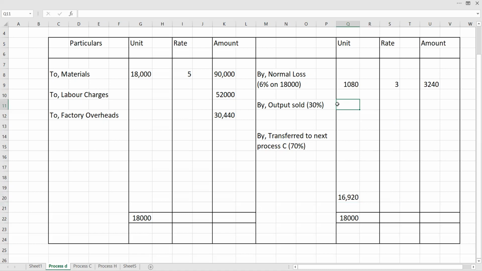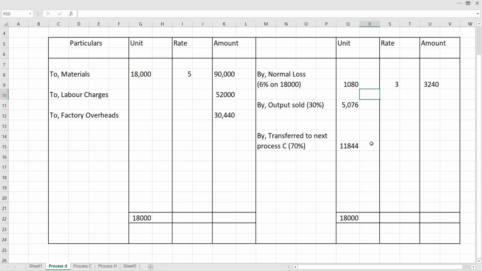त्यातले 30% अमाऊंट सेलमध्ये दाखवायचे अँड 70% अमाऊंट जे आहे ती आपल्याला नेक्स्ट प्रोसेसला ट्रान्सफर करायची आहे. सो इथला जो डिफरन्स आहे 16,920 त्यातली 30% अमाऊंट आपल्याला सेलमध्ये दाखवायची आहे अँड 70% अमाऊंट नेक्स्ट प्रोसेसला ट्रान्सफर करायची आहे. सो 30% of 16,920 and the amount is 5,076 rupees and 70% amount is 11,844.